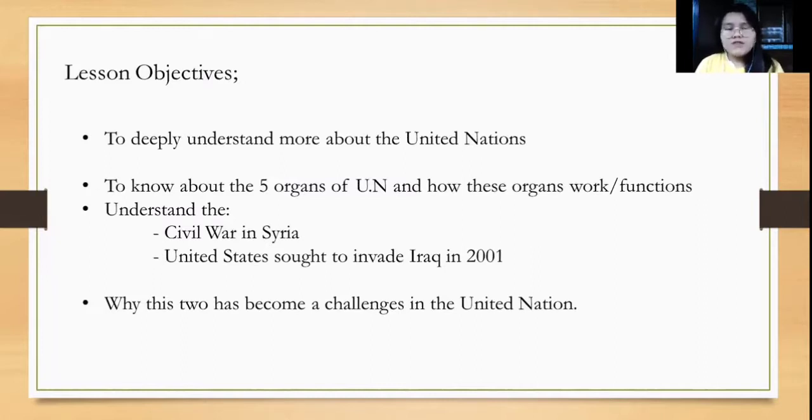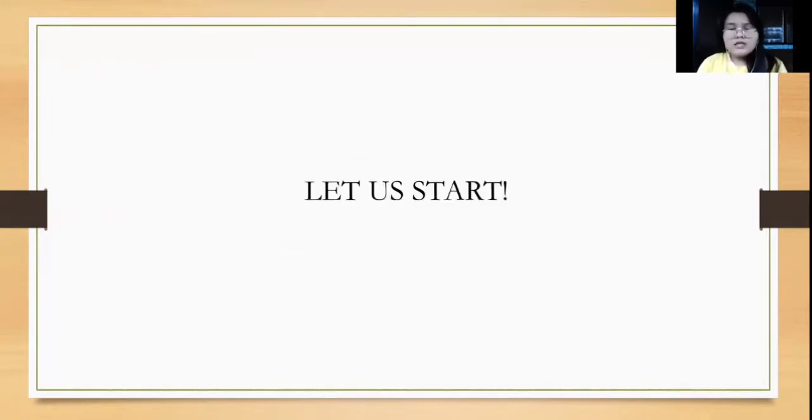The lesson objectives for today's discussion are the following: to deeply understand more about the United Nations, to know about the five organs of the United Nations and how these organs work or function, to understand the civil war in Syria and why the United States sought to invade Iraq in 2001, and lastly, why this too has become a challenge in the United Nations. So, sit back, relax, and listen carefully as Group C presents the report to all of you.